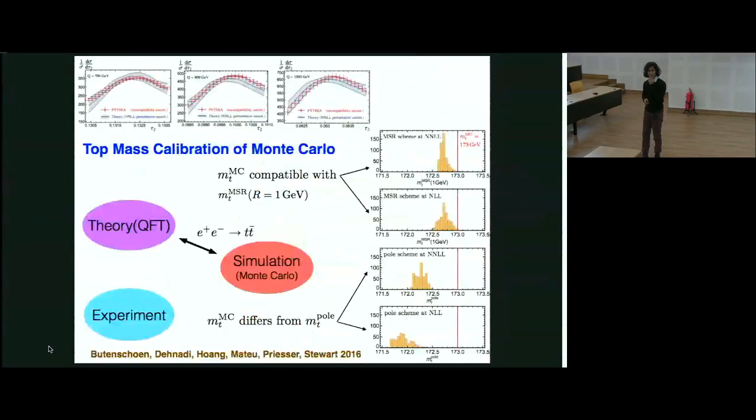So this work has also been used by my collaborators in the top mass calibration of Monte Carlo. This is an effort to understand what mass is encoded in Monte Carlo simulations. And this involved fitting the cross-section at next to leading log to Pythia, to theory, at different energy scales. And then using different mass schemes, you're trying to answer, what does this Monte Carlo mass look similar to? And the conclusion they derived is that Monte Carlo mass does not look like M-pole, however, it's very compatible with an MSR mass of this R1 jet veto cutoff.